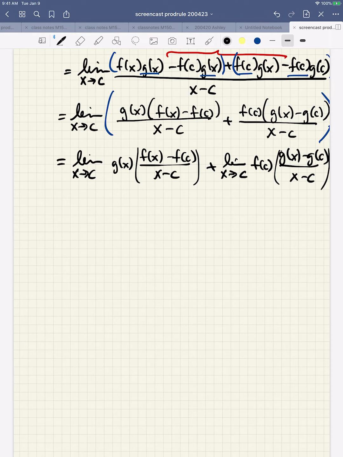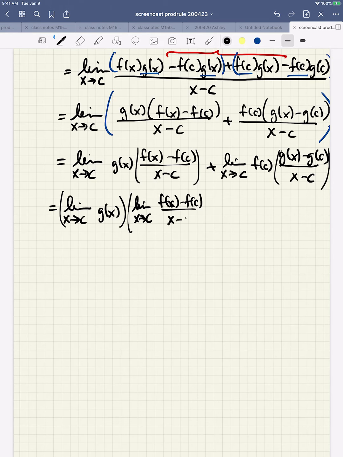So let's use the limit laws once again. So the limit of the product is the product of the limits. And over here, f of c is a constant, so I can just take that out. So I have that.